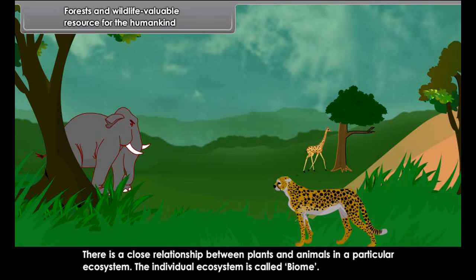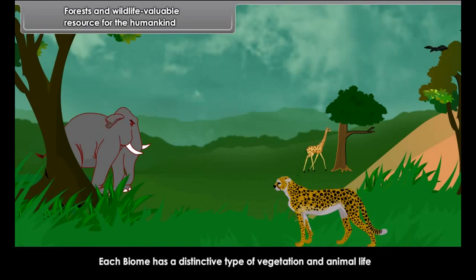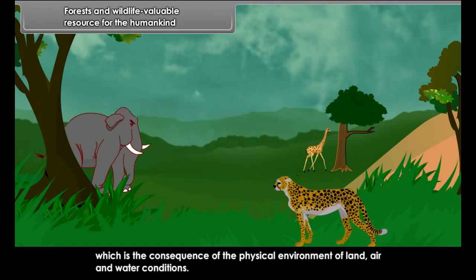The individual ecosystem is called biome. Each biome has a distinctive type of vegetation and animal life which is the consequence of the physical environment of land, air and water conditions.